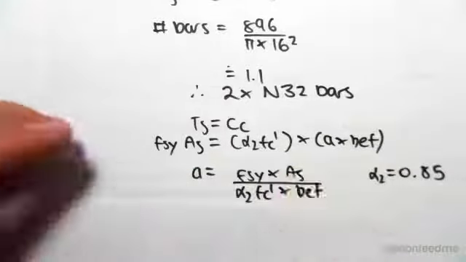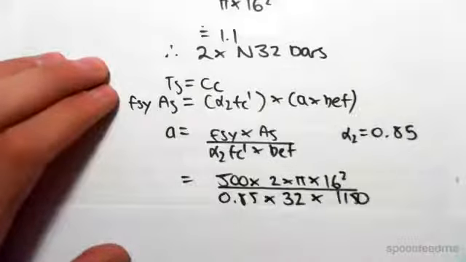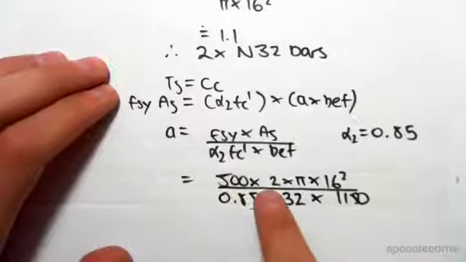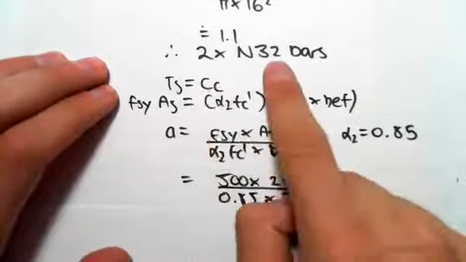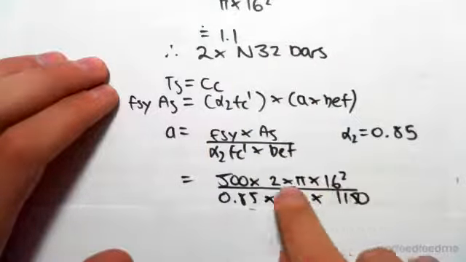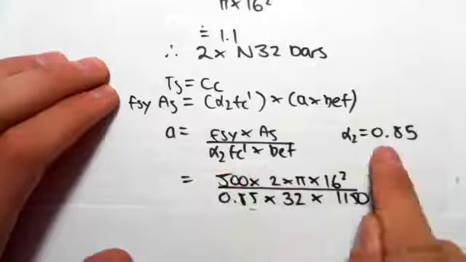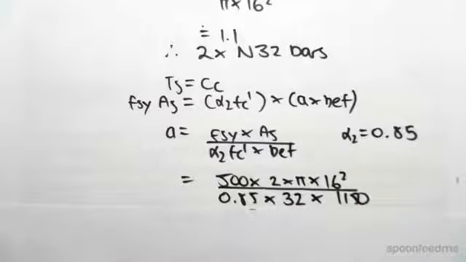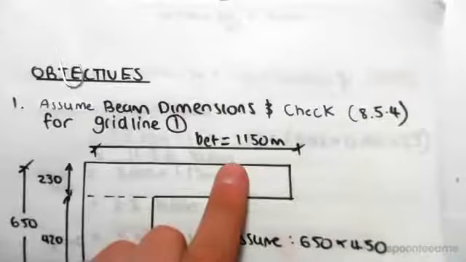We know alpha 2 is 0.85. So just subbing everything in, the yield stress of steel is 500 MPa. The area of the steel, we've got 2 N32 bars, so it's 2 by pi by 16 squared, divided by alpha 2, which is 0.85, times f'c, the strength of the concrete, which is 32 MPa, times b effective. So b effective from back here is 1150.